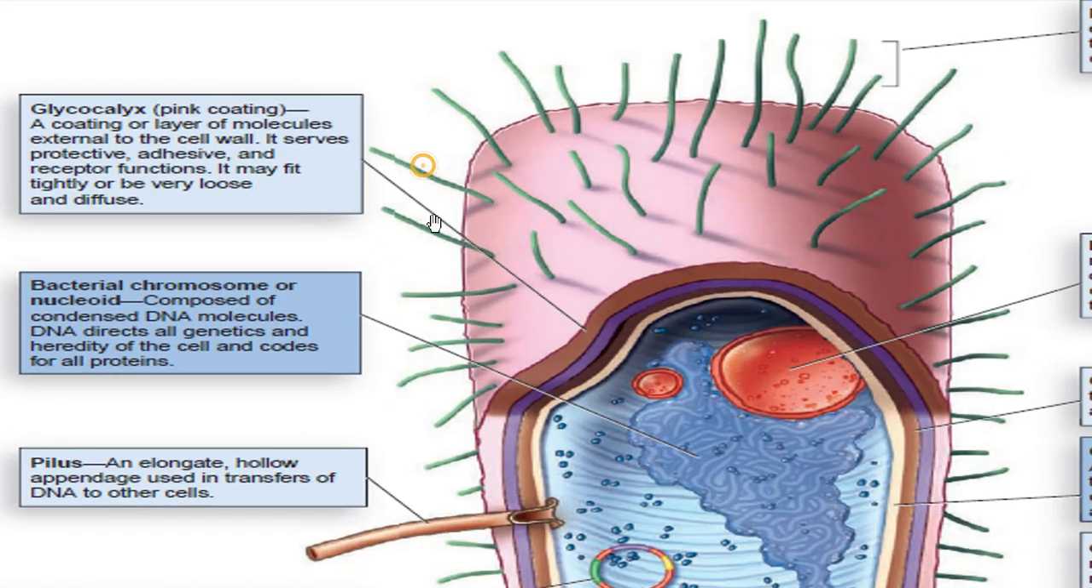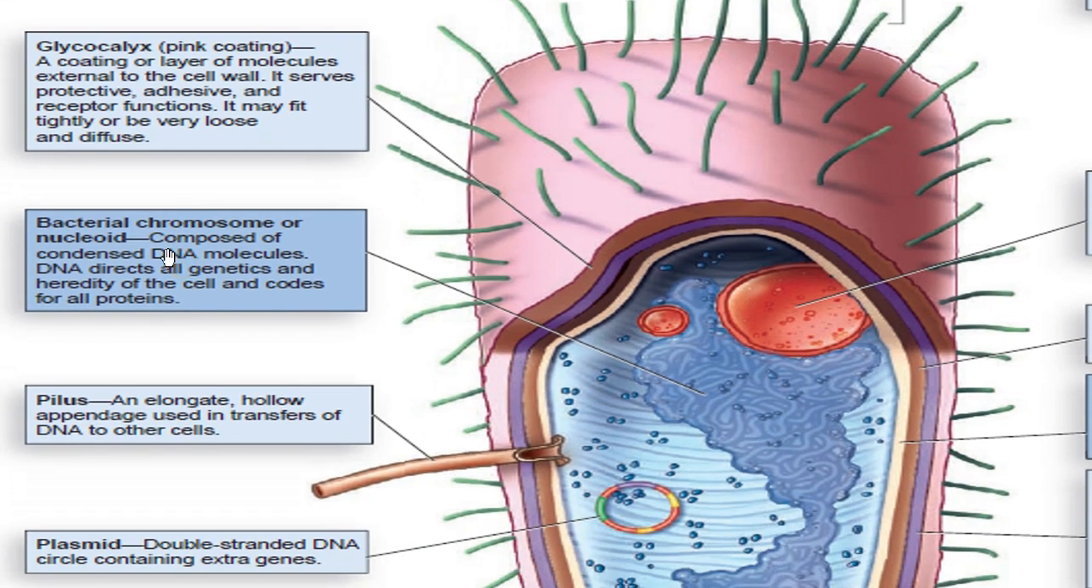So here we can see, the first thing is the glycocalyx. What is the glycocalyx? It is a coating or layer of molecules external to the cell wall. It is a sticky layer, and it serves protective, adhesive and receptor functions, and it may fit tightly or be very loose and diffuse. If it is present in tight form, that is known as a capsule, and if it is present in loose form, that is known as a slime layer.